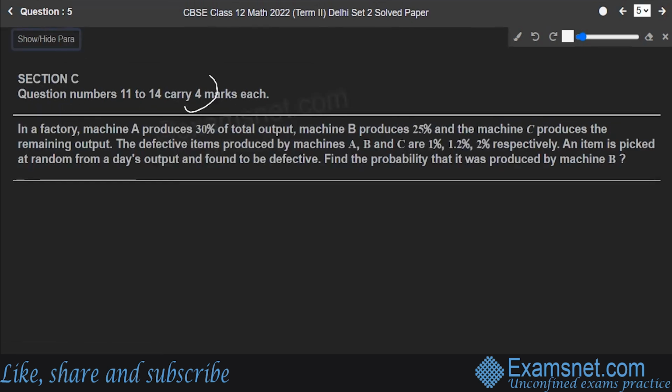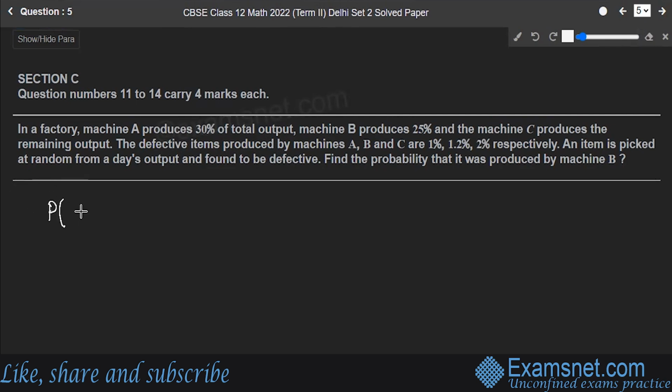Section C. Now, this is a 4 marks question. Question says, in a factory, machine A produces 30% of the total output. Machine B produces 25% and machine C produces the remaining output. Defective items produced by A, B and C are 1, 1.2 and 2% respectively. An item is picked at random from the day's output and found to be defective. You have to find the probability that it was produced by machine B.